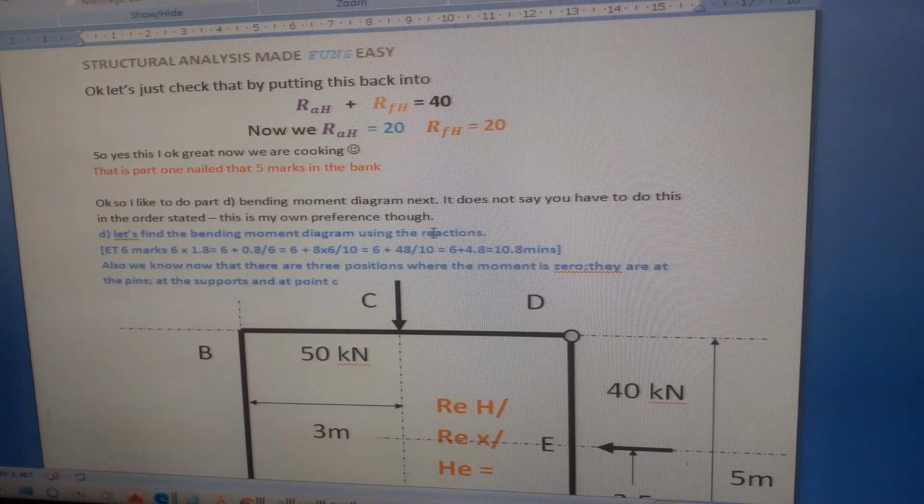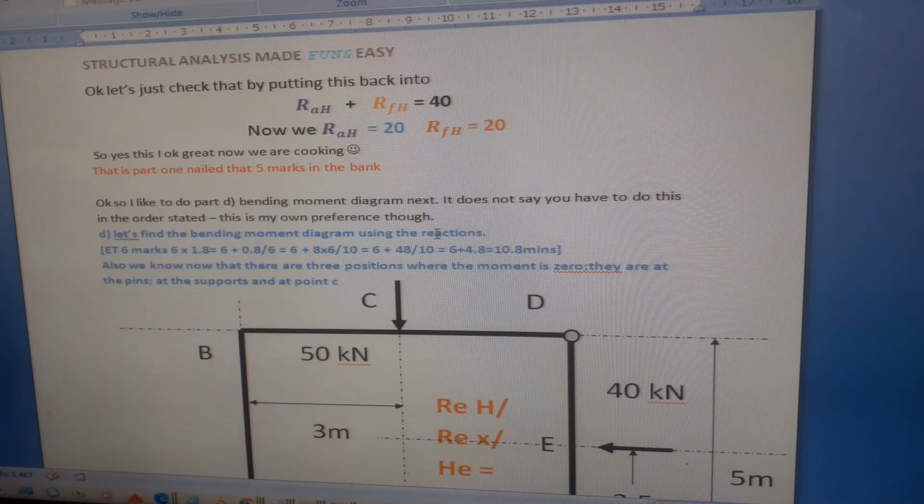So now, although the question said do, I think it was the axial force next, I like to do the bending moment diagram. I always find those the most fun. And also while I've got the reactions, and I've been taking moments anyway, I might as well keep on in moments mode and get the bending moment diagram done.